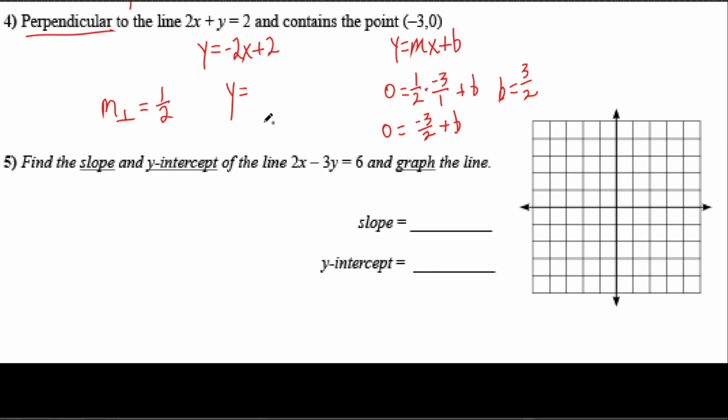You're pretty much done. You just got to wrap it all up and write it as an equation of a line. So it's y equals m. Our slope is 1/2. It's the negative reciprocal of their slope. And then you put the x, and then you put your y-intercept, which you just found, plus 3 over 2. Don't write it 1.5. Just keep it 3 over 2.